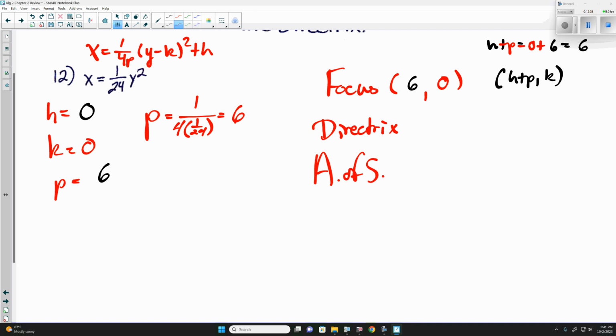The directrix is the equation x equals h minus p, which in our case would be 0 minus 6, which is x equals -6. And axis of symmetry is y equals k.